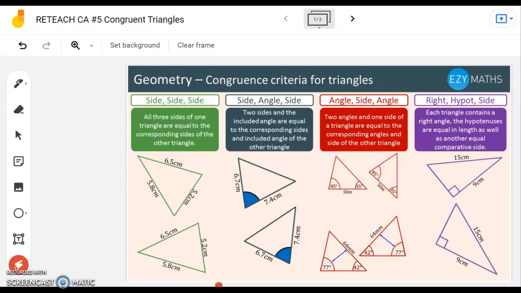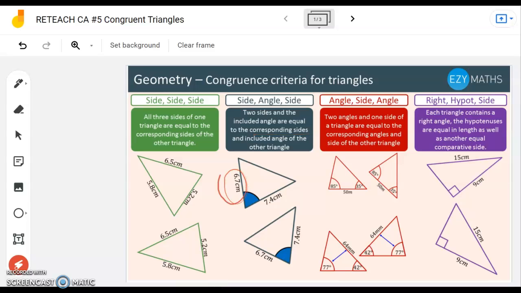Okay, so then our next one is side, angle, side. So if I have 2 sides and the included angle, which has to be in between the 2 sides. So it follows side, angle, side, just like the wording up here. So those 2 sides and the included angle are equal to the corresponding sides. That means it has to be the same sides in the other triangle.